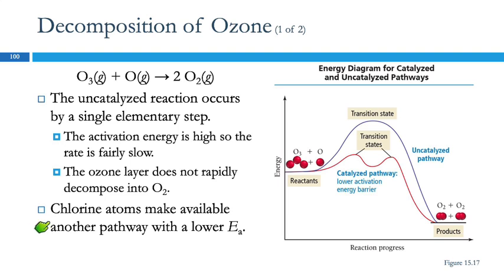But if chlorine atoms are present, they can act as a catalyst by making another pathway that has a lower activation energy. So the catalyst makes possible a different way to get through this that requires less energy. And so then the reaction will proceed at a faster rate.